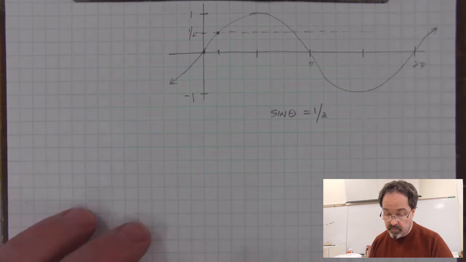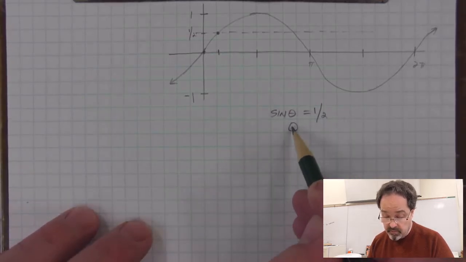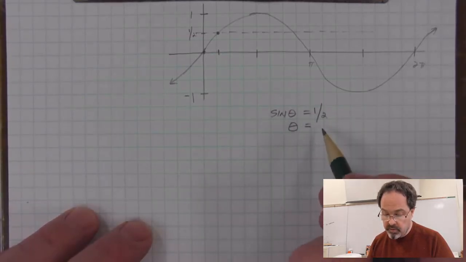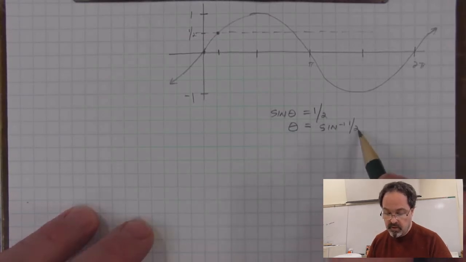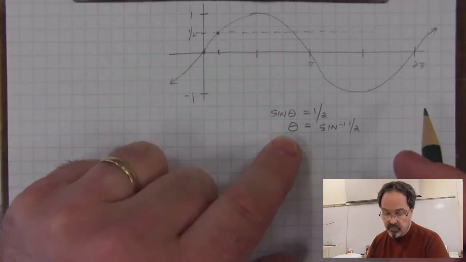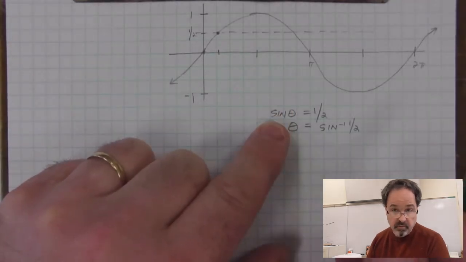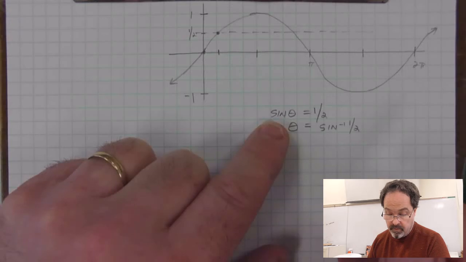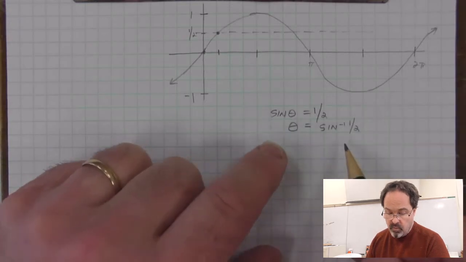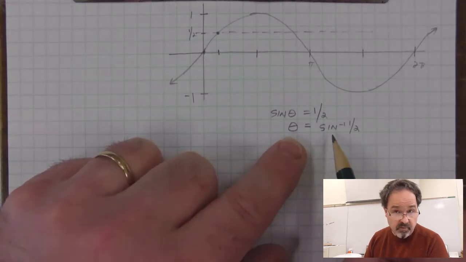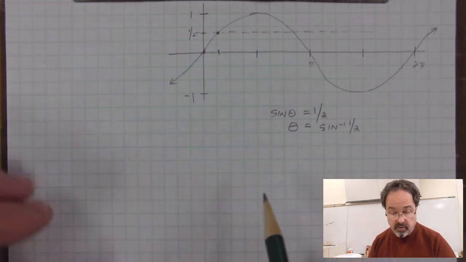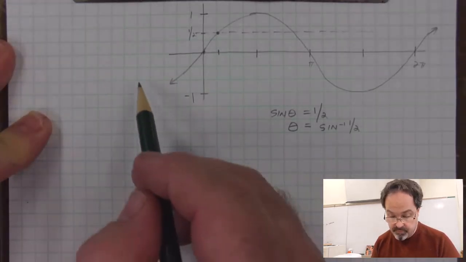Well, we could find it by solving for theta. We're looking for the inverse sine of 1/2. I got theta by itself by undoing sine with inverse sine. We could use a unit circle to get a better understanding of what angle has a sine of 1/2.